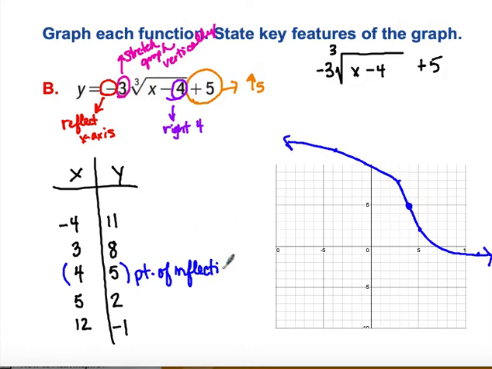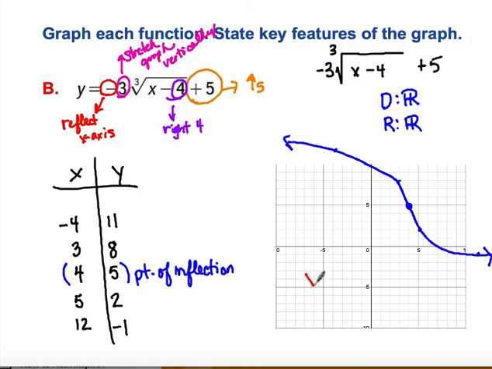So our key components here, my point of inflection being at 4, 5. You can see that my domain, again, is going to be all real values. My range here is all real values. Now you can see that I did flip. That's why my graph looks a little different. So that means that my end behavior is going to look a little different.